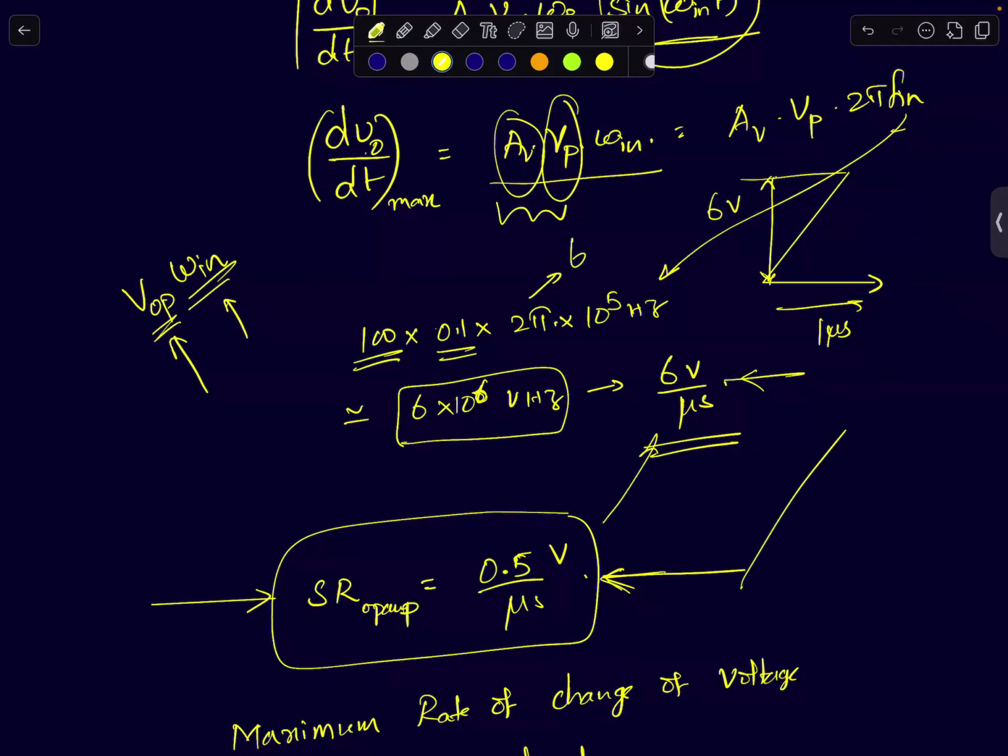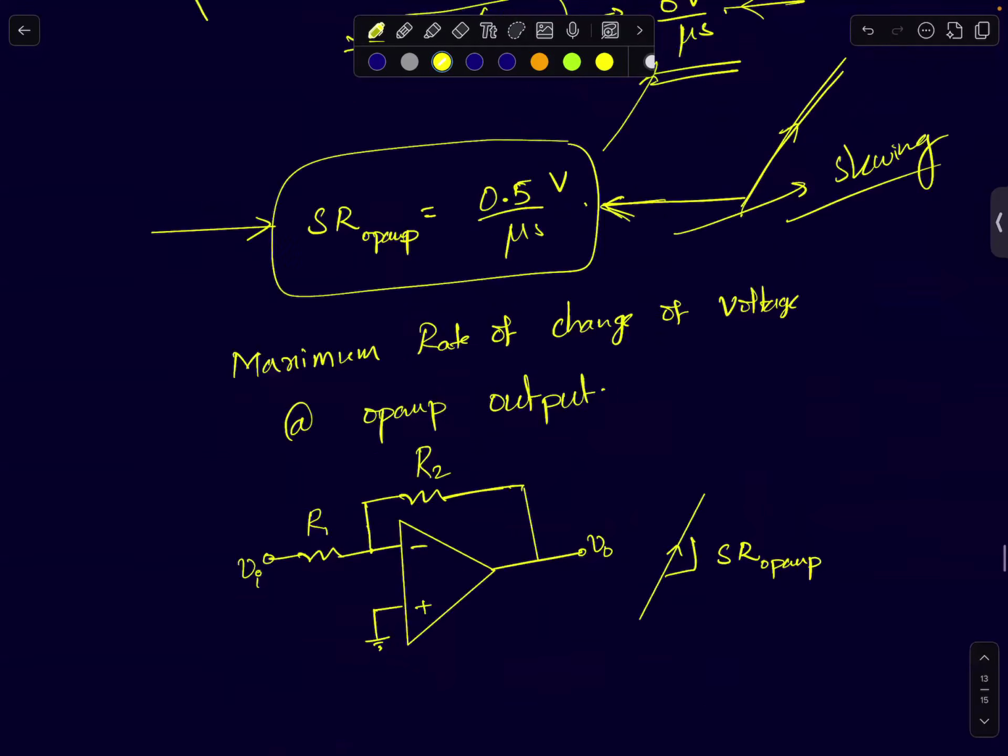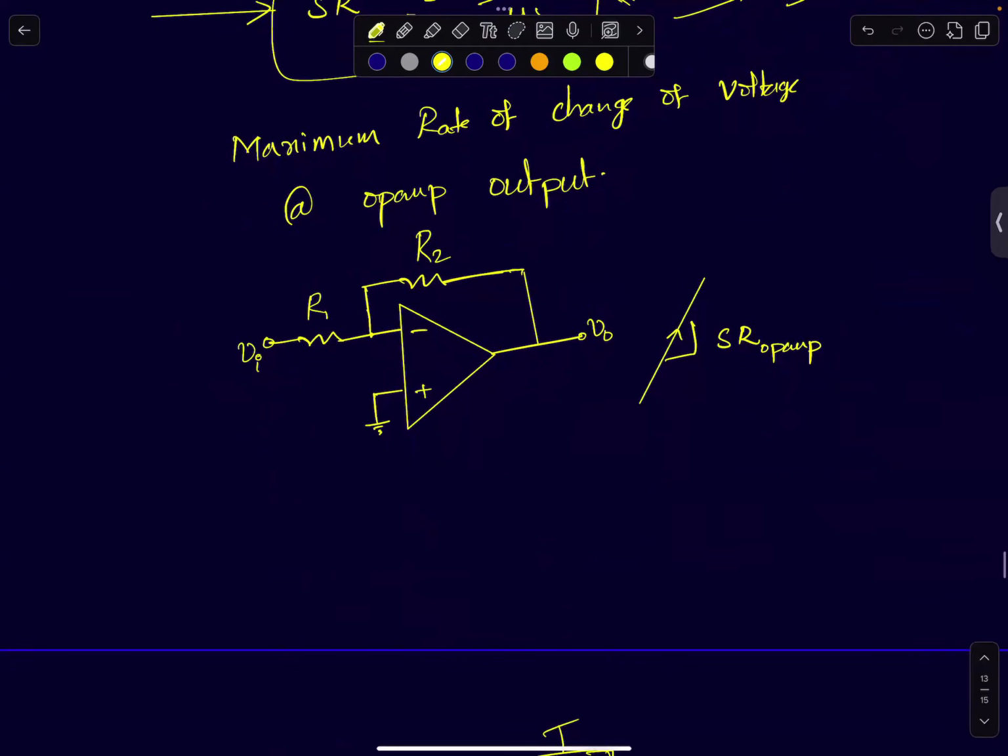Ramp means whenever your op-amp output is increasing in a ramp fashion, we say that the output is slewing, which means the op-amp has now reached its maximum rate. So why does it happen? I'll give a very small example. All I'm showing is the output. The maximum slope with which the output can rise is called slew rate.